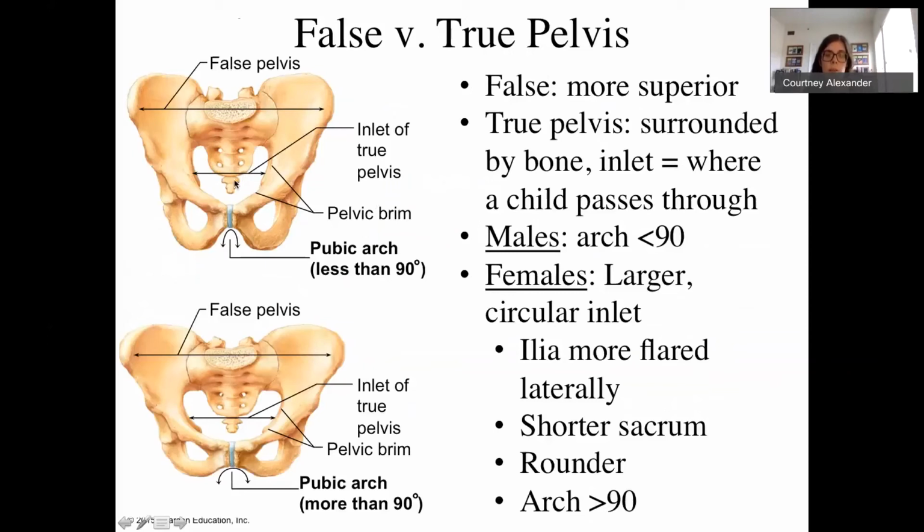And looking at the male pelvis on top and the female pelvis on the bottom, you can see that the male pelvis has a narrow arch because the bones are more facing upward, whereas for females, we have a larger inlet because the bones are more laterally flared. This also gives us a rounder appearance and a greater pubic arch. All of this works together to create a larger opening for the child's head to pass through during childbirth.